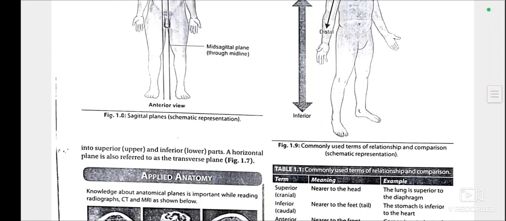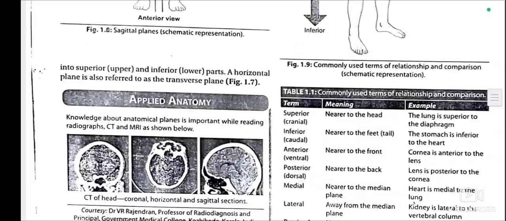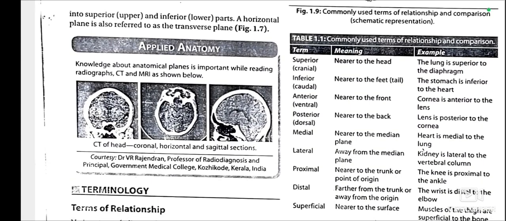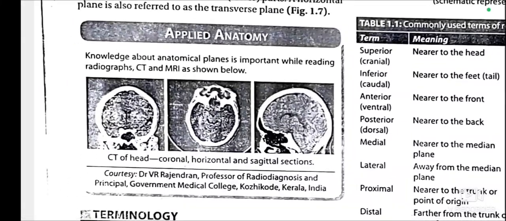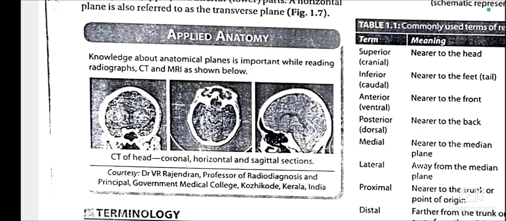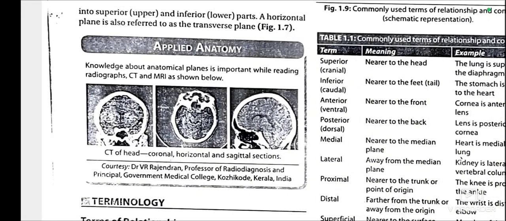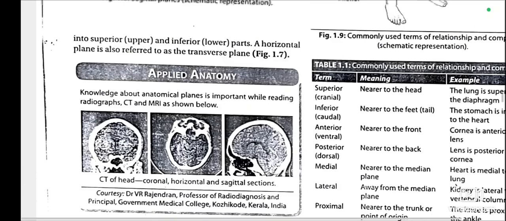Next, one thing I will explain here: applied anatomy. Where will we apply these planes and sections? Knowledge about anatomical planes is important while reading radiographs, that is CT, computerized tomography, and MRI, magnetic resonance imaging techniques. You can see here CT head of coronal, horizontal, sagittal sections. Planes and sections are studied for the purpose of recognizing radiographs, that is CT and MRI studies. Okay.